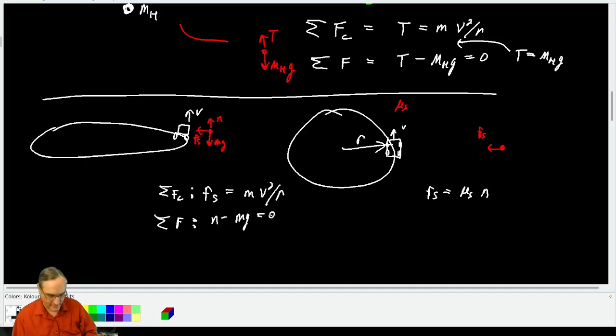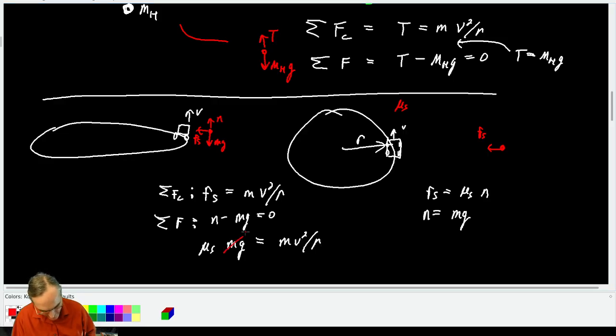It doesn't accelerate vertically, so we'd get our normal force is mg. We can substitute everything together, and it would look something like this. We can solve that for the maximum safe speed, and it would look like mu sub s times g times r and take the square root. So this is the way these problems work. It's pretty much the same as any other problem you've done so far.